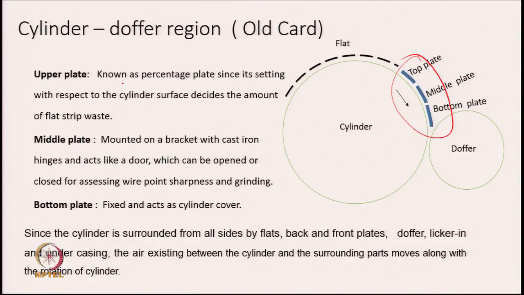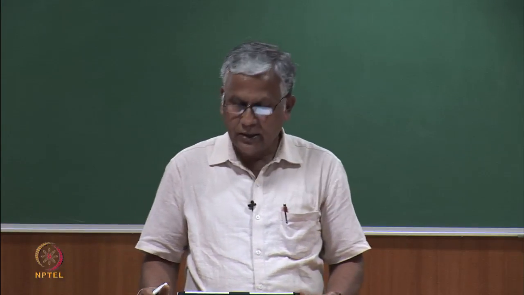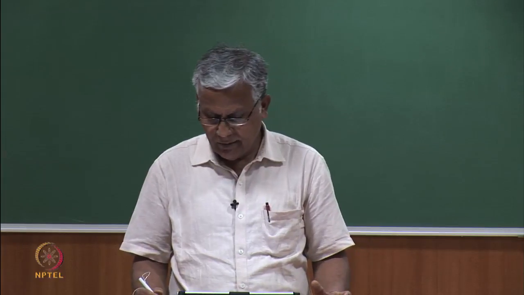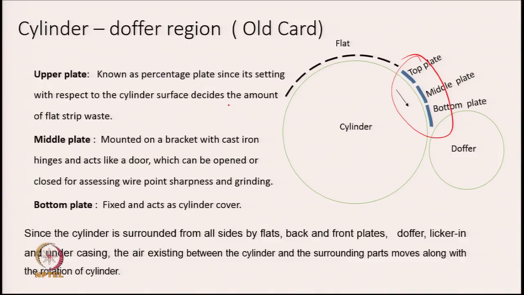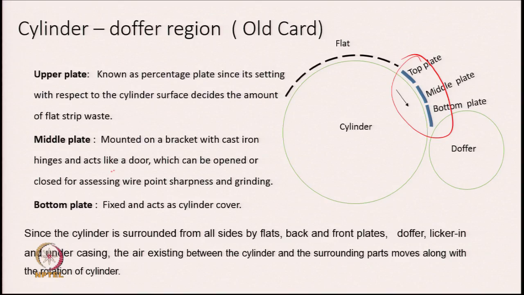Top plate or the upper plate is known as percentage plate, since its setting with respect to cylinder surface decides the amount of flat strip waste. So, how much flat strip will be generated, to some extent it can be regulated by the setting of the top plate with respect to the cylinder surface. The purpose of the middle plate is that it can be opened any time to assess the sharpness of the wire point and whether we need any grinding or not.